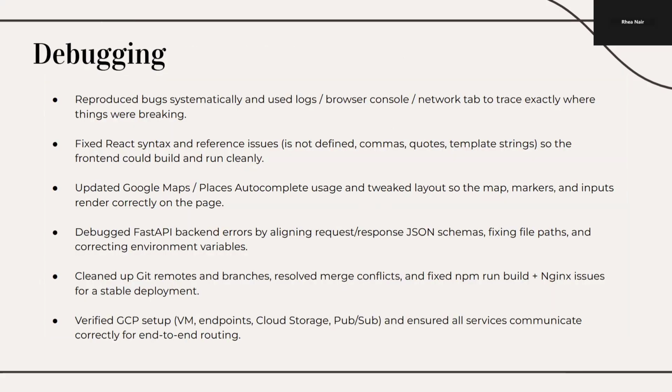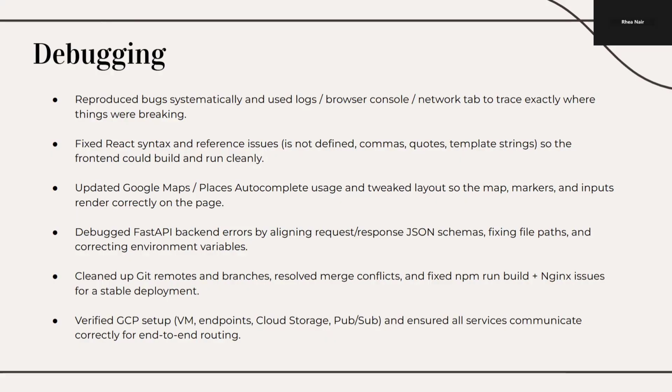For debugging, we spent a lot of time making sure the whole system worked end to end. First, we reproduced bugs systematically and used logs, the browser console, and the network tab to see exactly where things were breaking. On the front end, we fixed a lot of React syntax and reference issues like missing commas, broken template strings, and is not defined errors, so the app could build cleanly again.